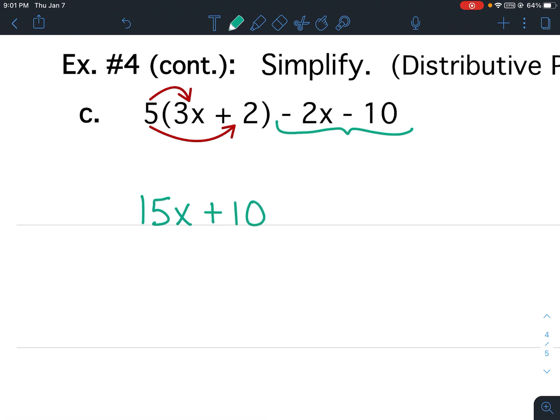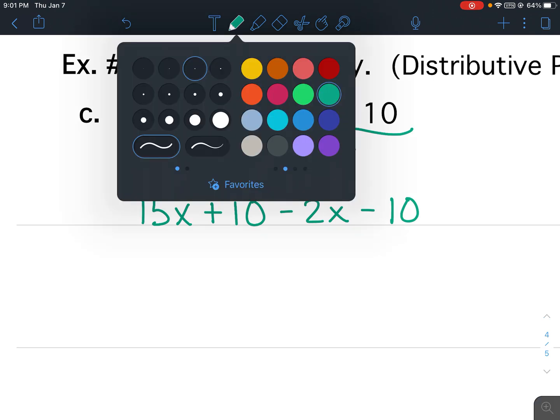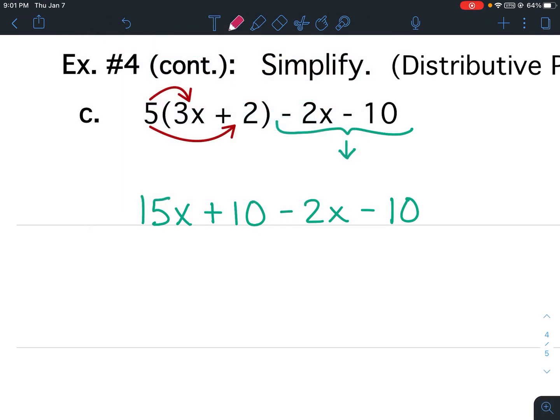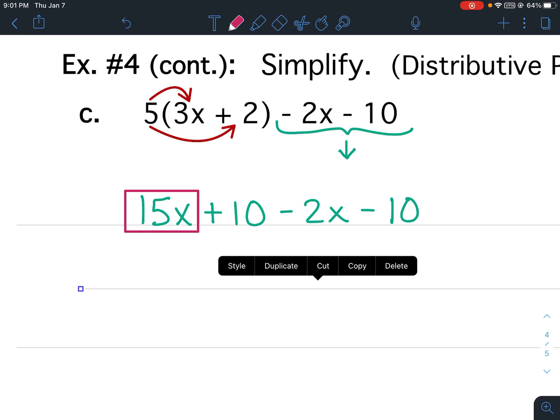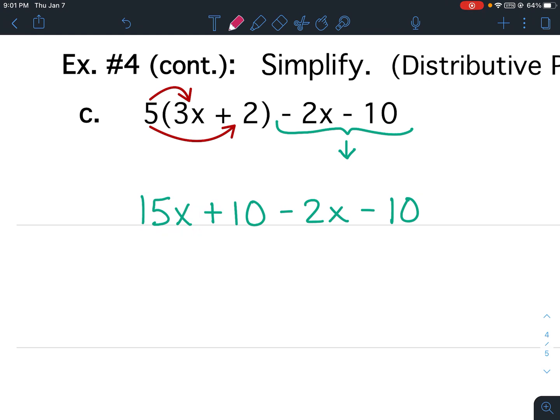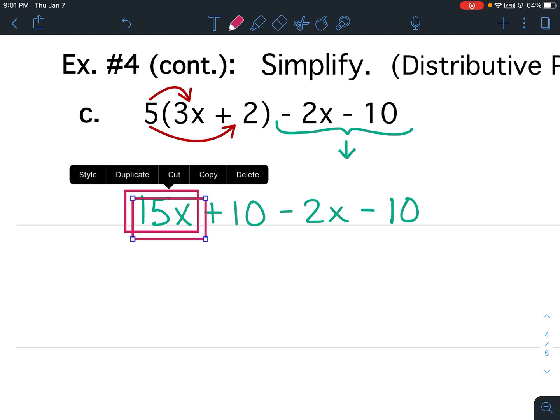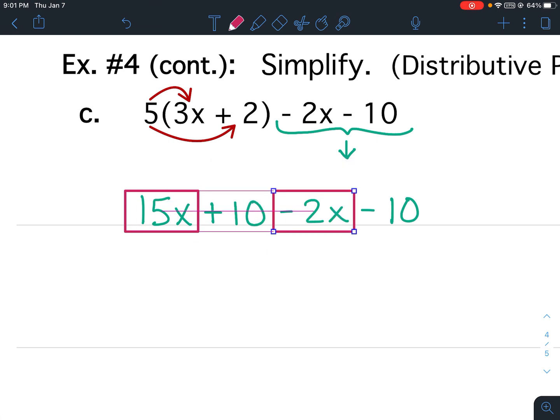Now this time, I'm bringing down both of these terms. So I'm going to bring down minus 2x and minus 10. Box my x terms. And I'm going to put squiggly lines under my constant terms.